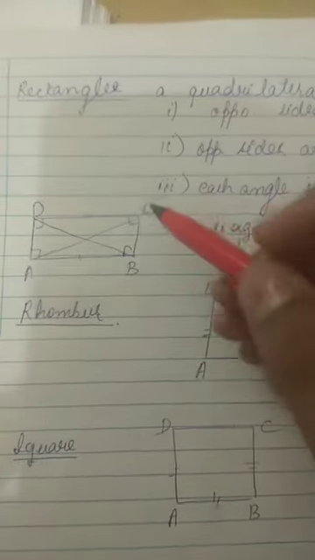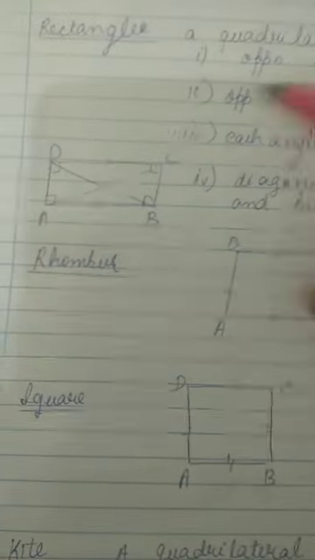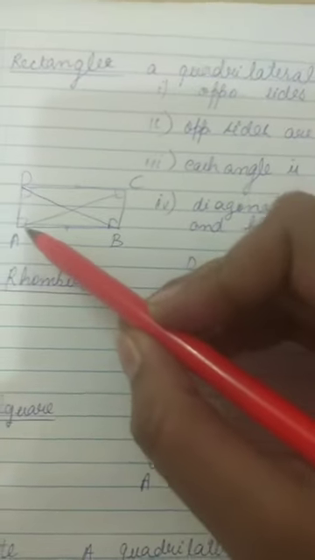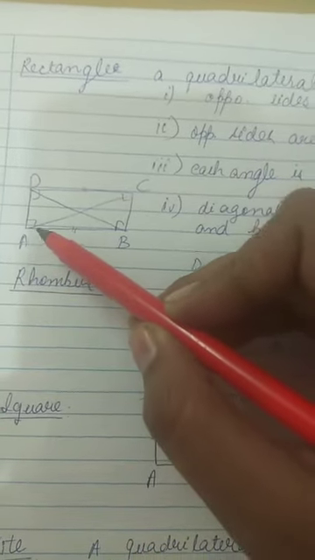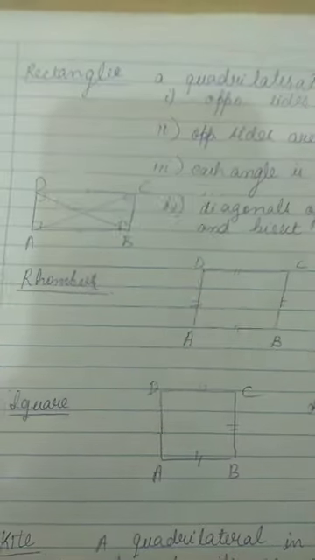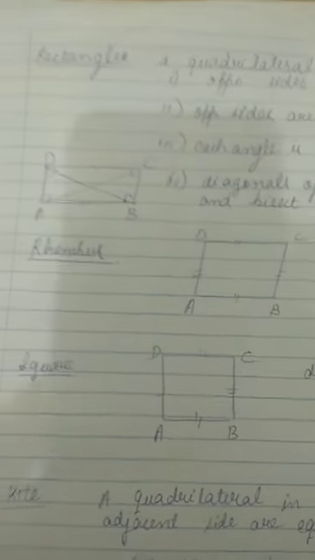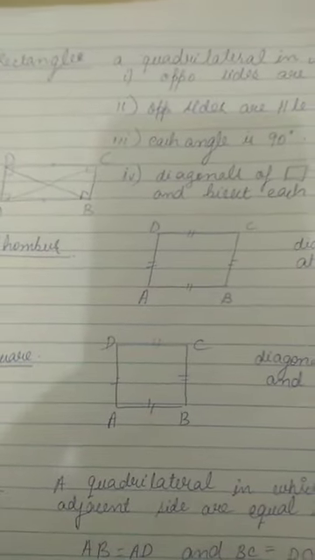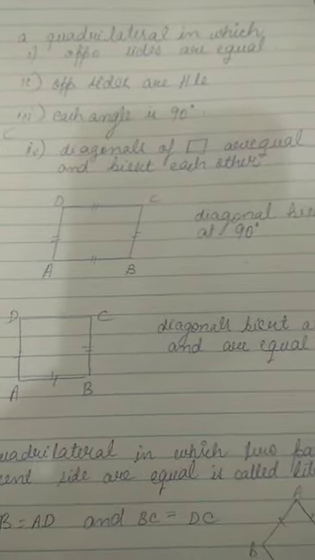Now this is a rectangle, you must have gone through this quadrilateral many times. In this rectangle you can see we have just named it ABCD. Now in this rectangle the angles, that is angle A, angle D, angle C and angle B, are all 90 degrees, and the diagonals are equal and bisect each other.